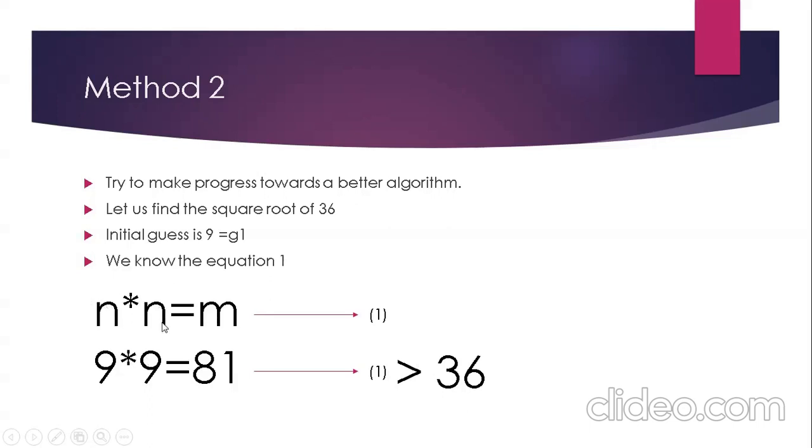So 9 into 9 will give you what? 81. So we know equation 1 is n into n is equal to m, which gives you 81. But we got to know that 81 is greater than 36. So 9 is not the square root of 36. So we have to go and try another number.